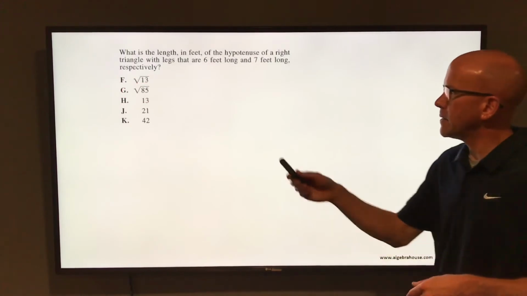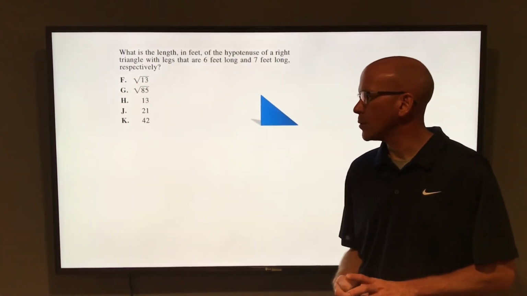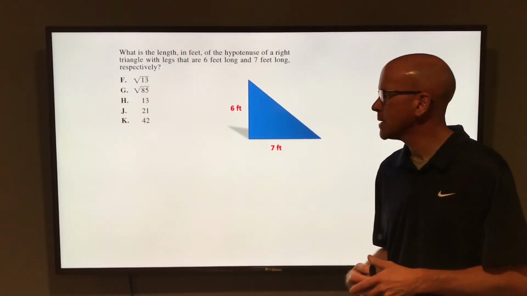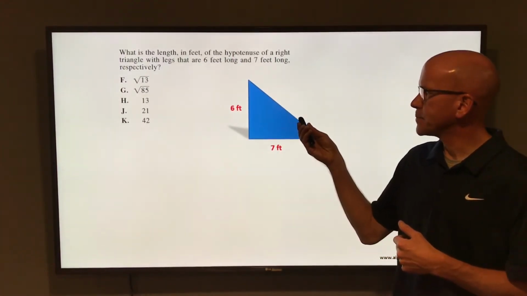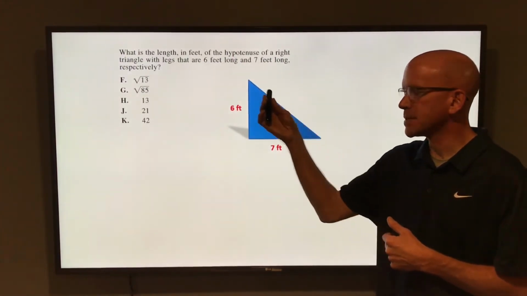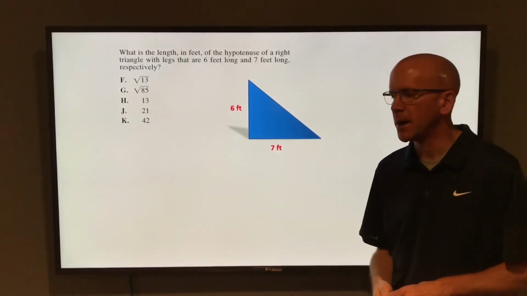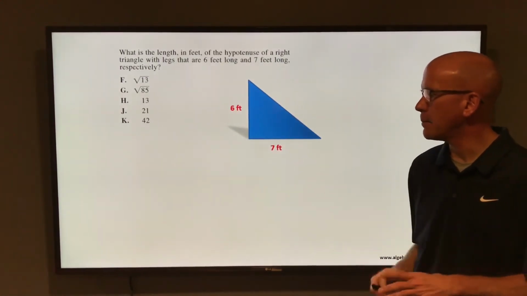What is the length in feet of the hypotenuse of a right triangle with legs that are 6 feet long and 7 feet long, respectively? There's your right triangle. It does help to draw these out when you're solving these. The hypotenuse is the side across from the right angle. So we're looking for the length of this hypotenuse, the side across from the right angle. The legs are the two sides that are not the hypotenuse in a right triangle. So 6 and 7 are the legs. We need to find the length of the hypotenuse.